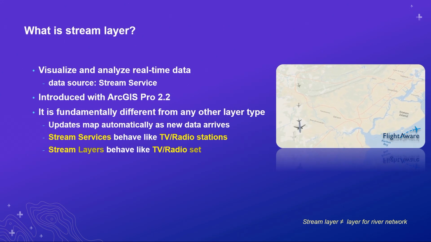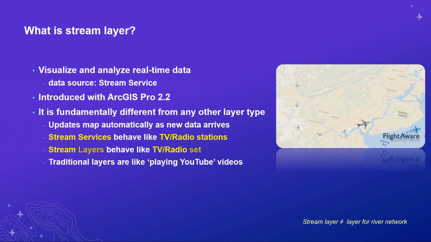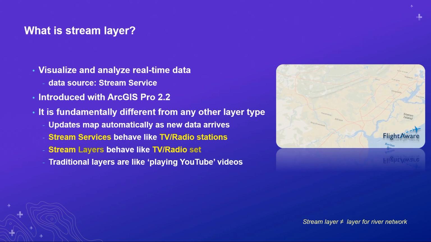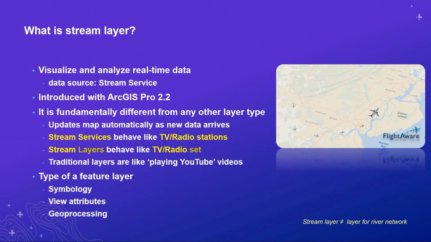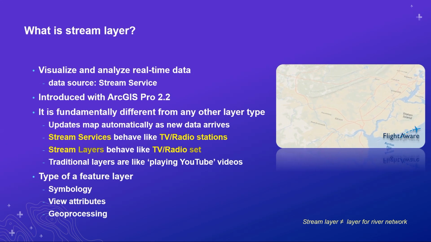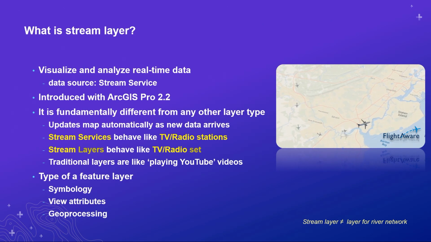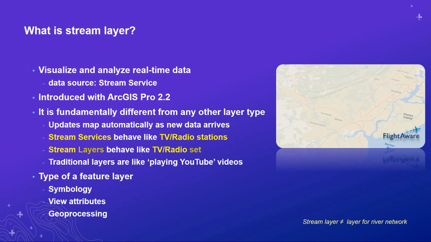You can think of a traditional layer as just like playing YouTube videos. When you click play, it actually downloads the content from one of the YouTube servers and starts playing it on your device. StreamLayer is basically like a feature layer with some real-time component to it. That's why it supports point, polyline, polygon, just like a regular feature layer. It allows you to symbolize those features with different symbology. You can view attributes in a pop-up or attribute window. You can even use it in a geoprocessing tool to do further analysis.